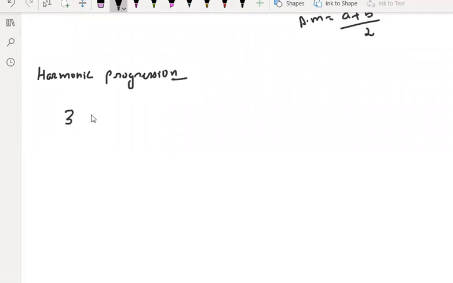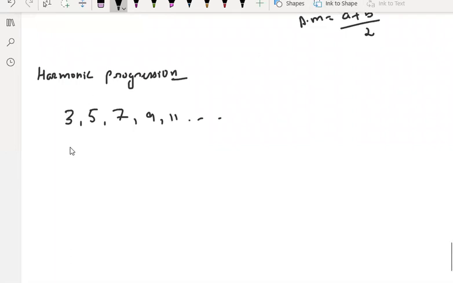Now, tell me about this: 3, 5, 7, 9, 11, dot, dot. This is in any progression? This is any sequence? Tell me. AP, everyone? It's quite clear that this is AP. Yes, very good. So this is AP.